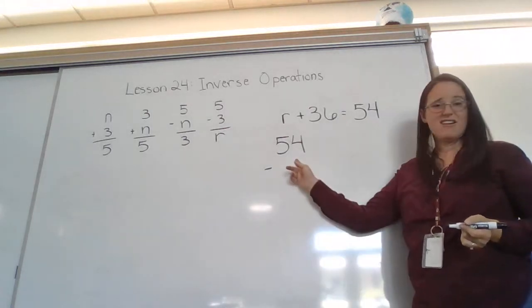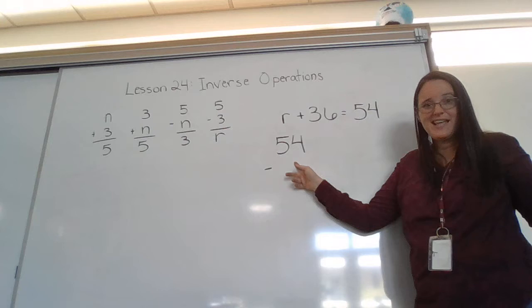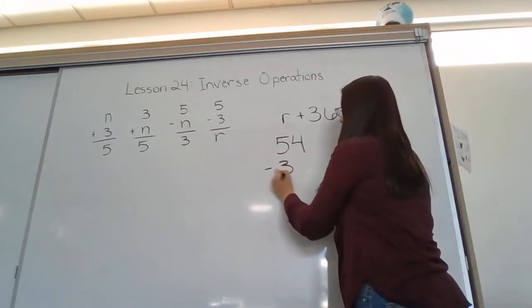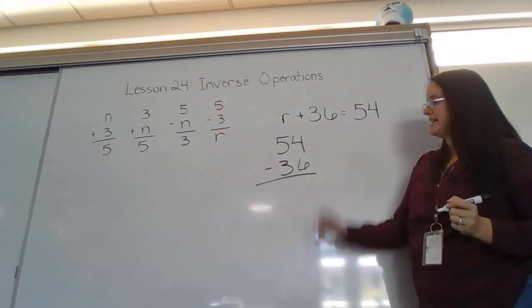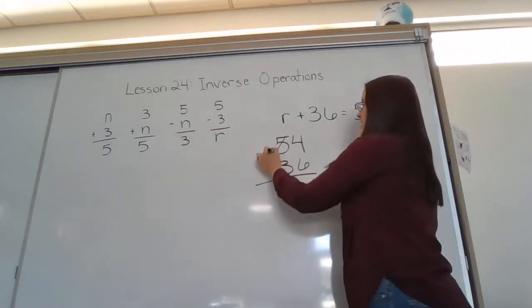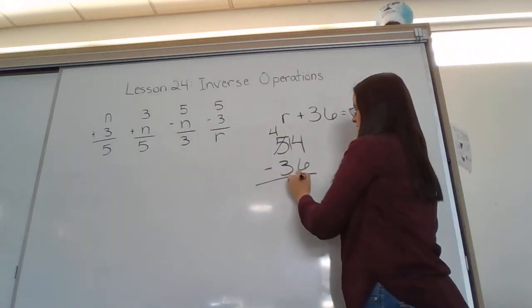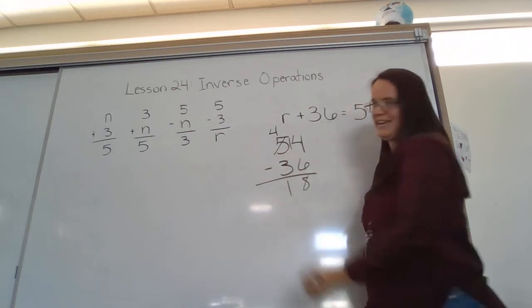If I subtract R, I don't know what that is. That doesn't help me. So I want to subtract 36. All right, 4 minus 6, have to borrow. Guess what? I'm going to get 18 again.